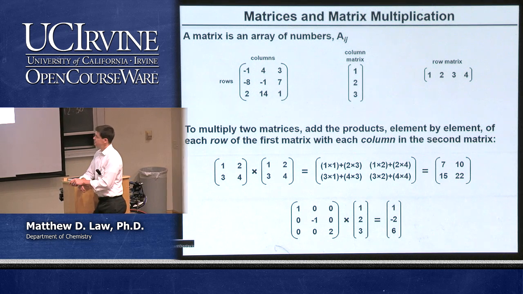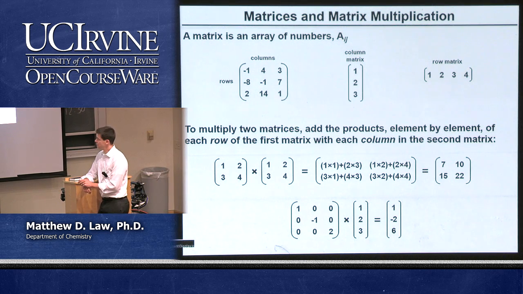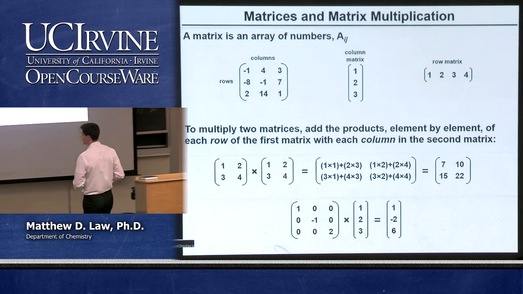matrix. You do the same prescription, okay, row by column. There's only one column here, and so we would have, in this case, for the first element of the product, we're going to have 1 times 1 plus 0 times 2 plus 0 times 3. That's 1. Okay. The second element here is going to be 1 times 0 plus negative 1 times 2 plus 0 times 3. That's negative 2. Okay. And then the third one down here is going to be 0 times 1 plus 0 times 2 plus 2 times 3, or 6. Okay. That's how we would get the product column matrix from this.